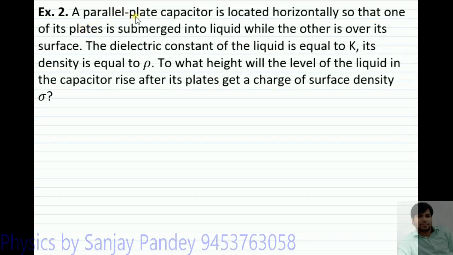A parallel plate capacitor is located horizontally so that one of its plates is submerged into liquid while the other is over its surface. The dielectric constant of the liquid is K, its density is rho. To what height will the level of liquid in the capacitor rise after its plate gets a charge of surface charge density sigma?